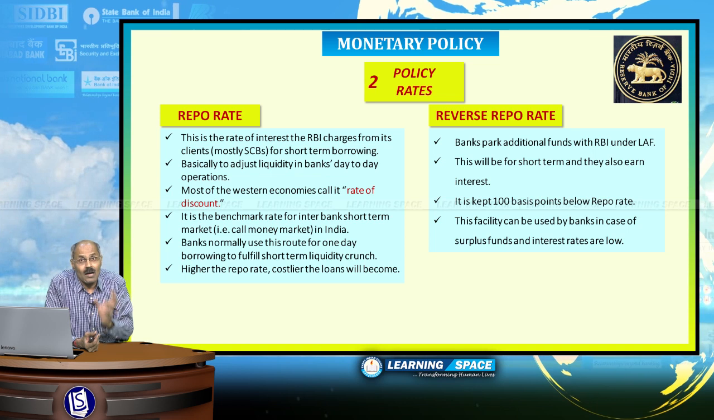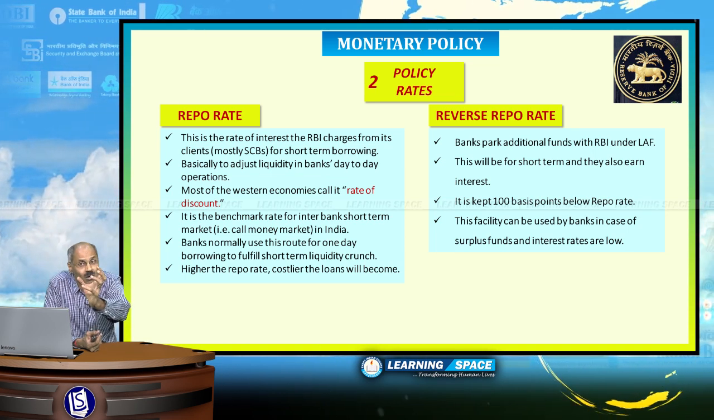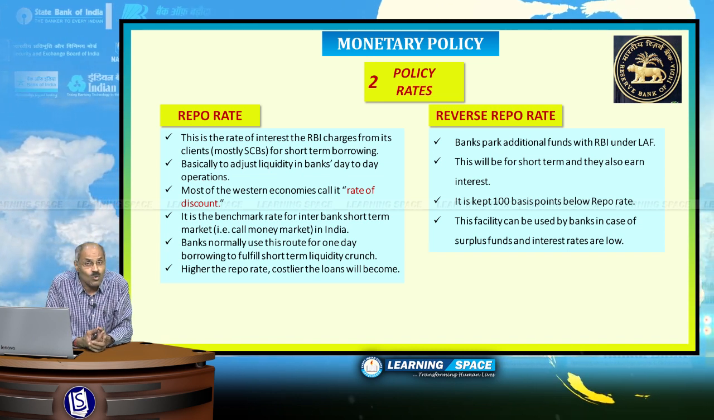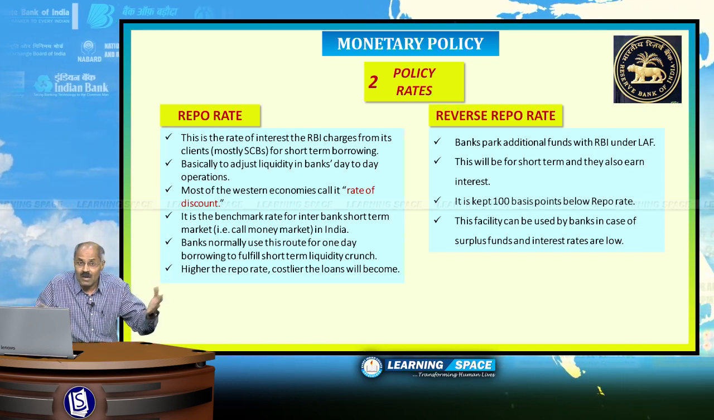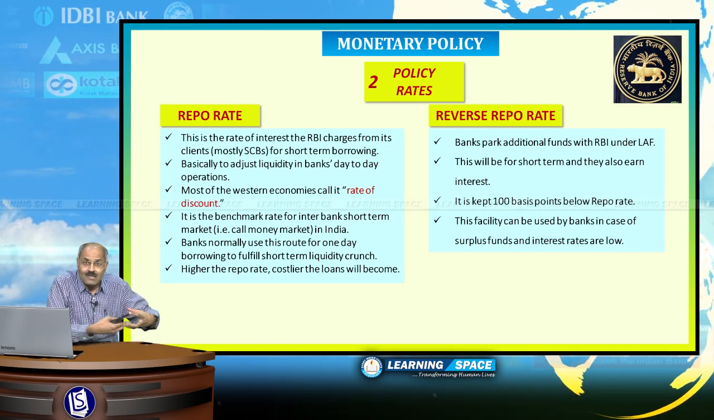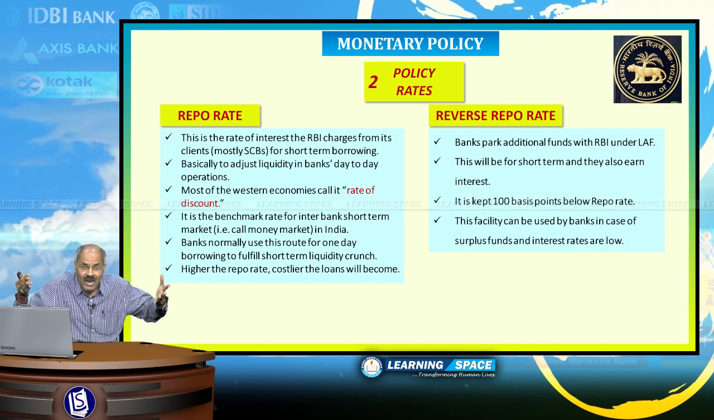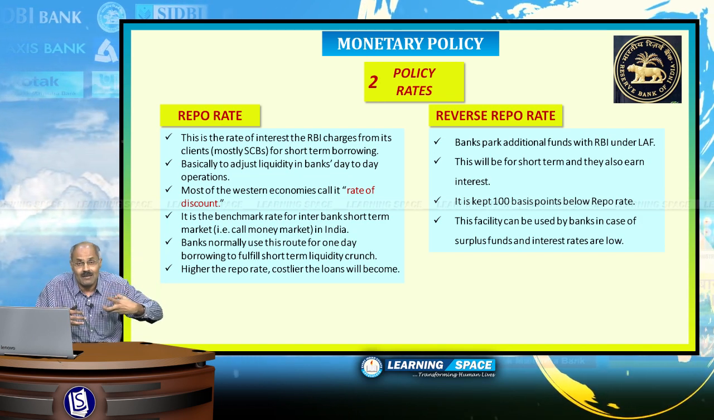Policy rates are repo rate and reverse repo rate. And please don't forget, these two are called liquidity adjustment facility. No bank knows how much money they require by evening. Some customer may withdraw more. Some customer may deposit more. So banks by evening may have more money with them, or they may require some money.